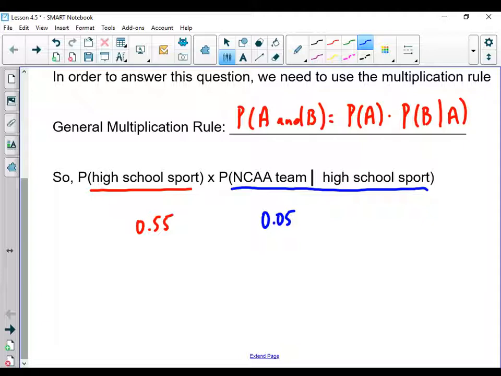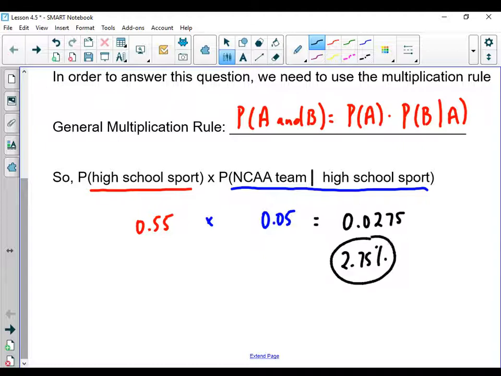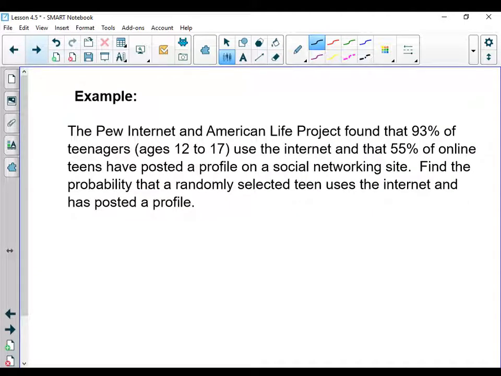So to find my probability, I'm going to multiply these two things together. And when I multiply 0.55 times 0.05, I get 0.0275. Or in other words, a 2.75% chance that a high school athlete goes on and plays for an NCAA team. That's an example of the general multiplication rule. Let's look at another example.